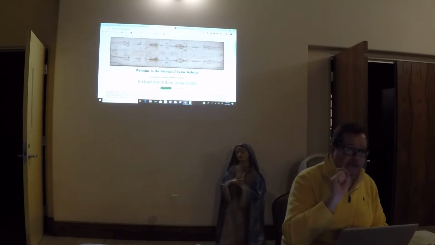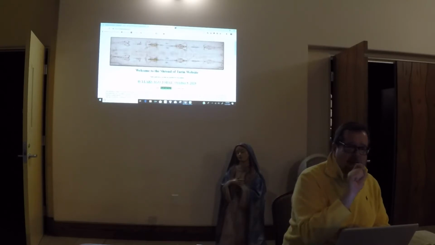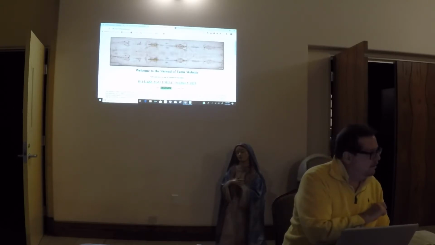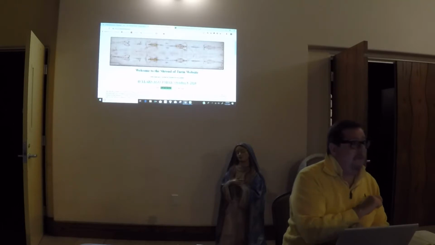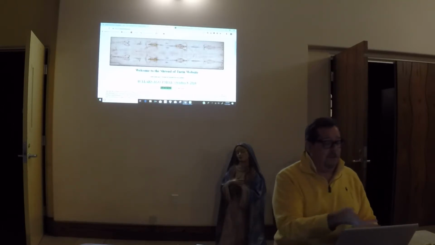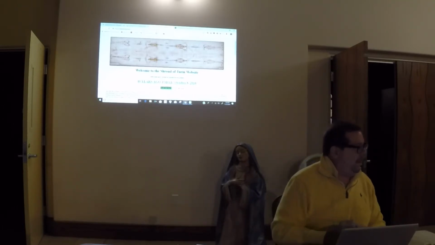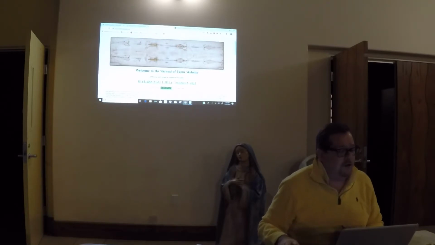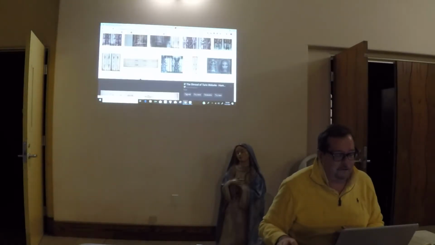By the way, did I mention that the shroud has photographic qualities? What is that? That means that when people saw the shroud like this, they didn't think anything of it until they took a photographic negative of it.